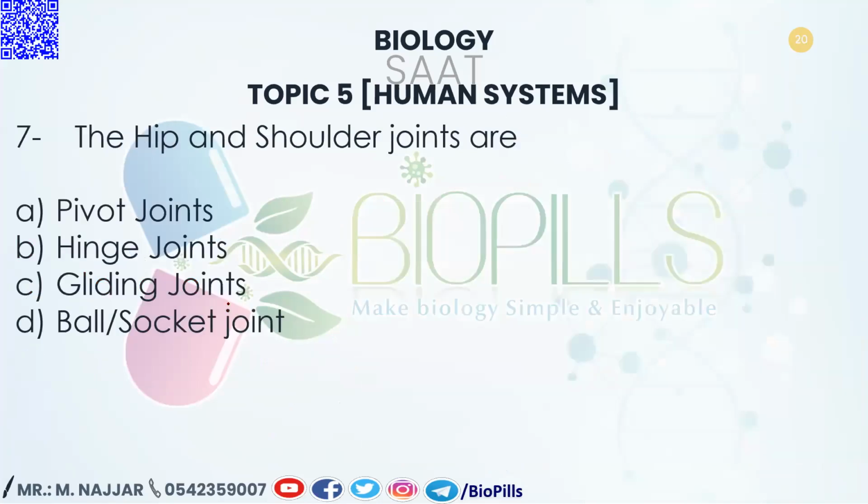Question number 7. The hip and shoulder joints are: A, pivot joints; B, hinge joints; C, gliding joints; D, ball and socket joint. Hip and shoulder, they are ball and socket.